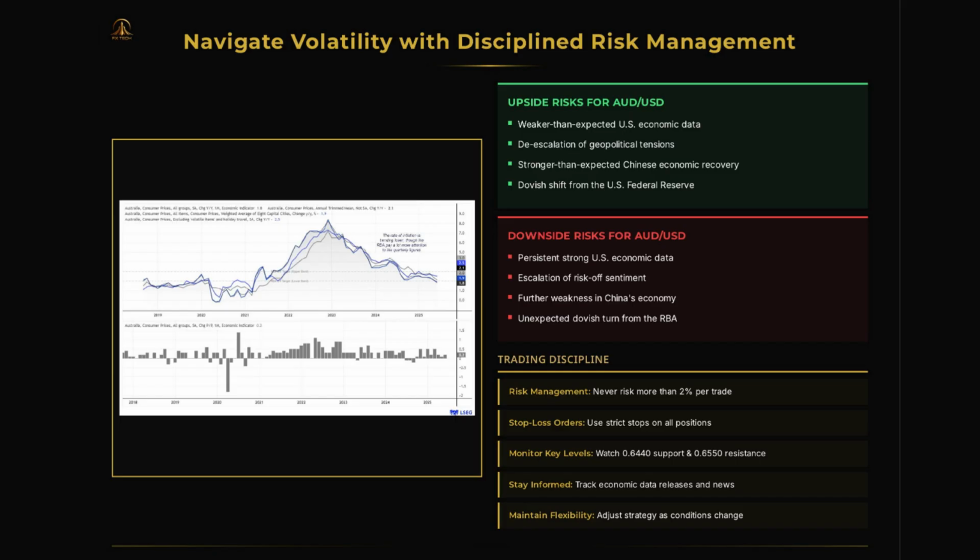Regardless of which scenario unfolds, trading discipline is paramount. Never risk more than 2% of your capital per trade. Use strict stop-loss orders on all positions. Monitor key levels closely, particularly the 0.6440 support and 0.6550 resistance. Stay informed about economic data releases and major news events. Maintain flexibility to adjust your strategy as market conditions change. Remember, successful trading isn't about being right every time. It's about managing risk effectively and staying in the game long enough to capitalize on high-probability opportunities.